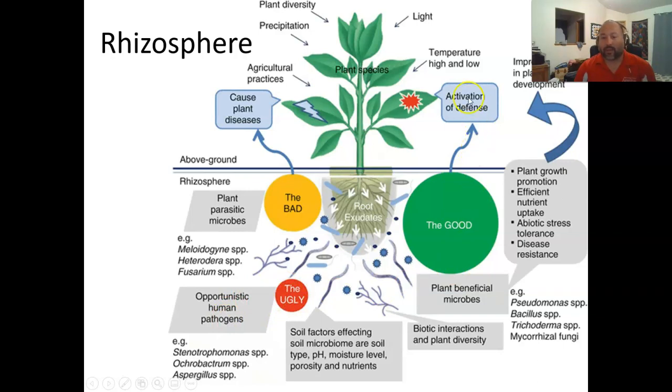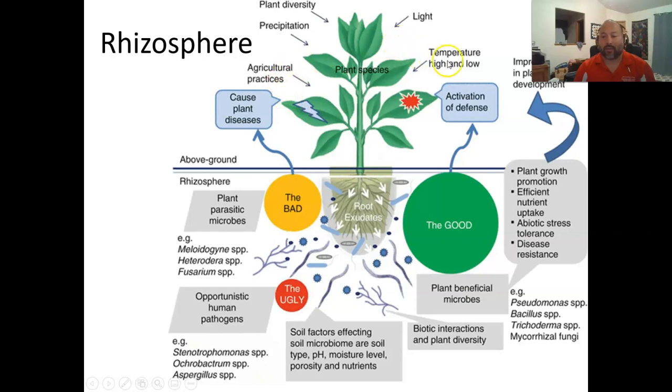But good things, you get activation of defense, you get plant growth promotion, efficient nutrient uptake, abiotic stress tolerance, disease resistance. You get these through plant beneficial microbes. You get biotic interactions and plant diversity. But you can have some problems. You can get plant parasitic microbes, and you can get those human pathogens we talked about.